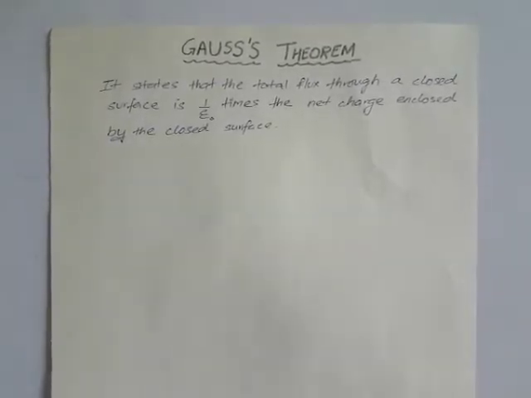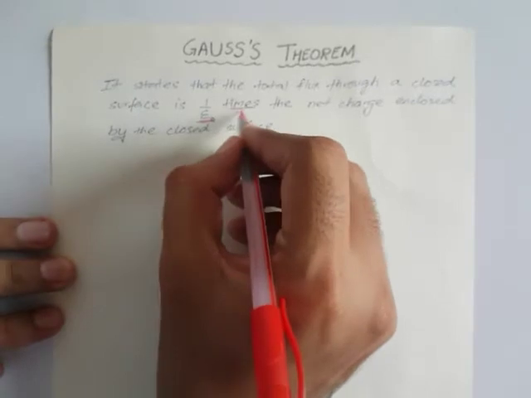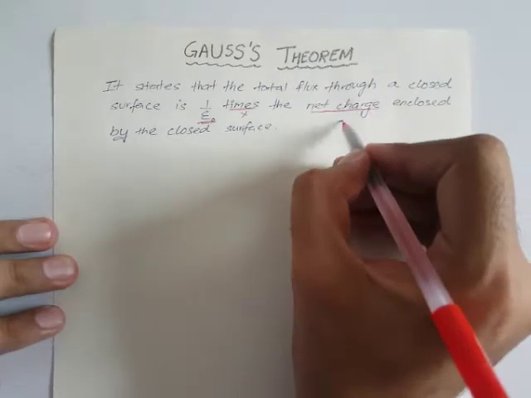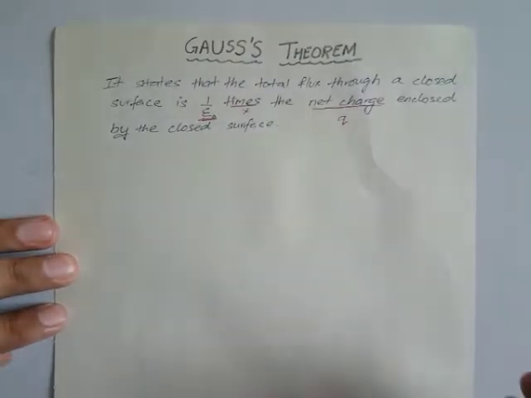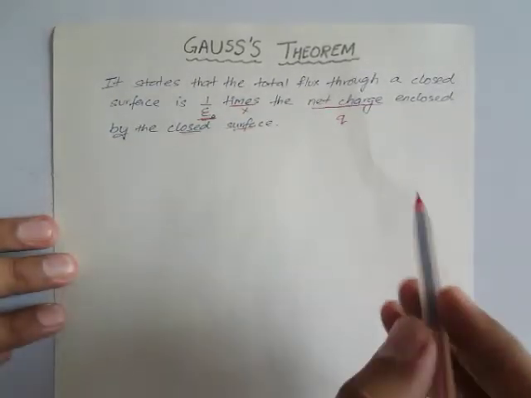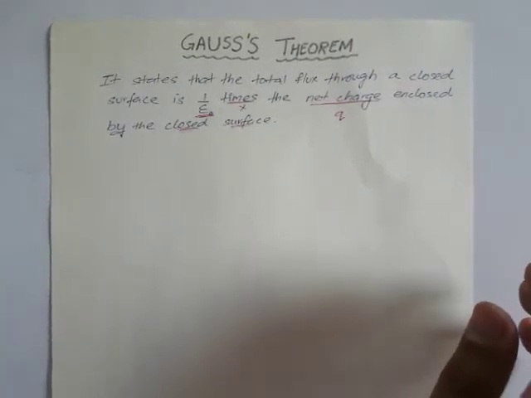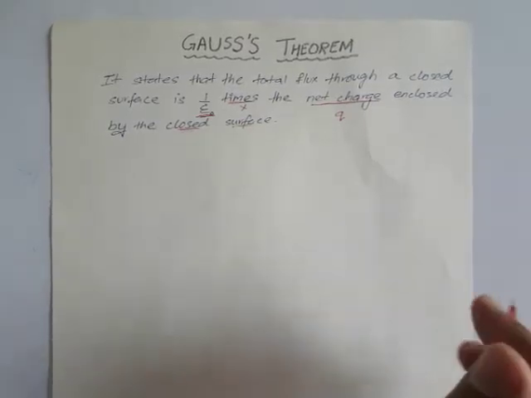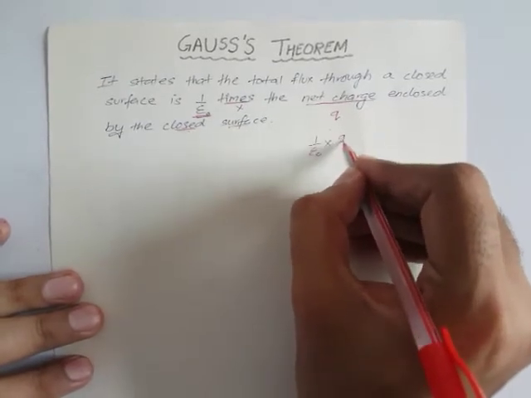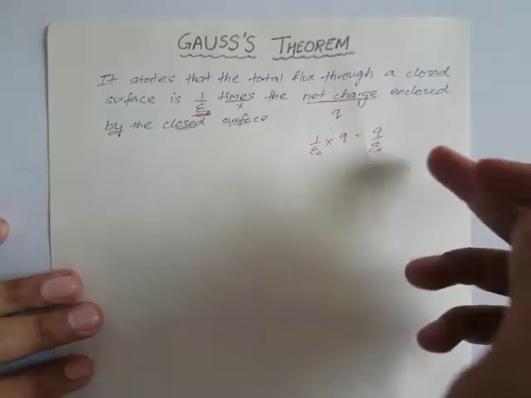Now we can see here it is 1 upon epsilon naught times, where times means multiplication. The net charge is considered to be Q over here. That charge should be considered in a closed surface. Let me draw some random charges, and we will understand this with the help of an example. So 1 upon epsilon naught times Q, that is Q upon epsilon naught. This is our Gauss theorem that we need to prove.